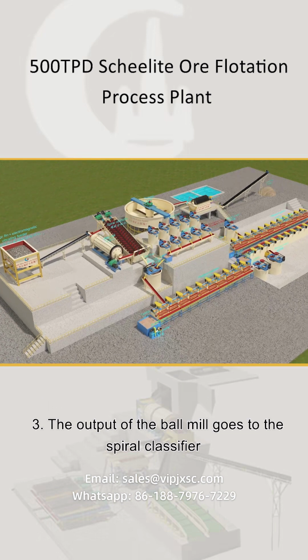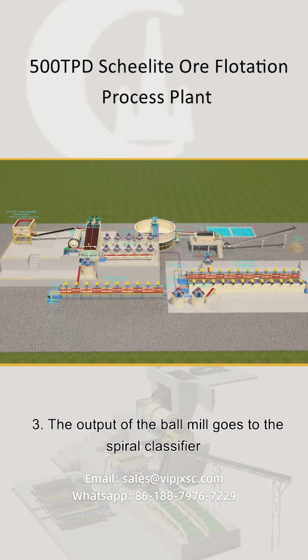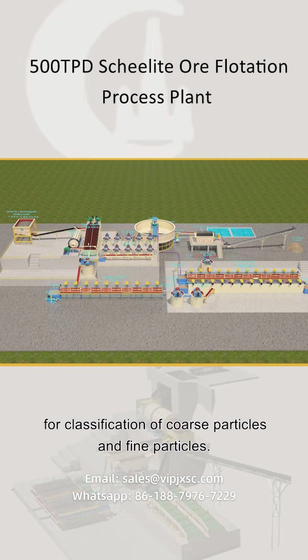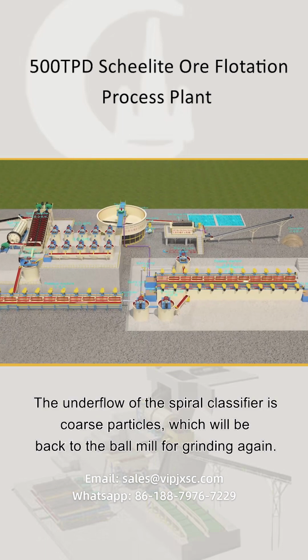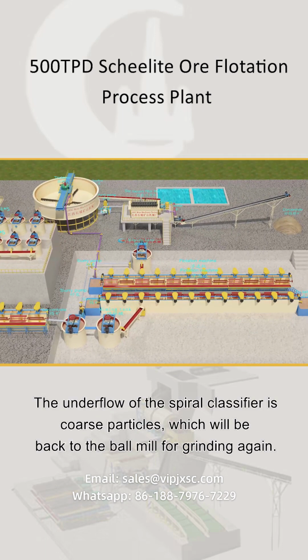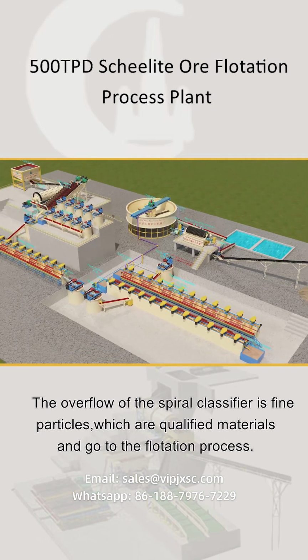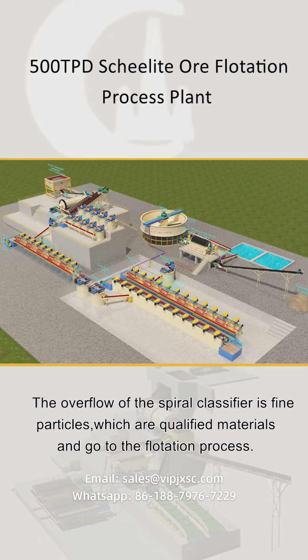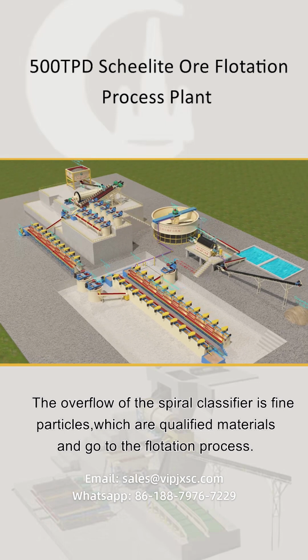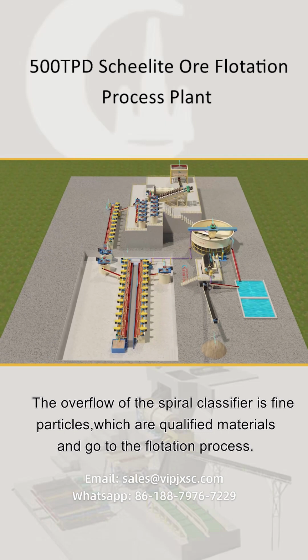3. The output of the ball mill goes to the spiral classifier for classification of coarse particles and fine particles. The underflow of the spiral classifier is coarse particles, which will go back to the ball mill for grinding again. The overflow of the spiral classifier is fine particles, which are qualified materials, and go to the flotation process.